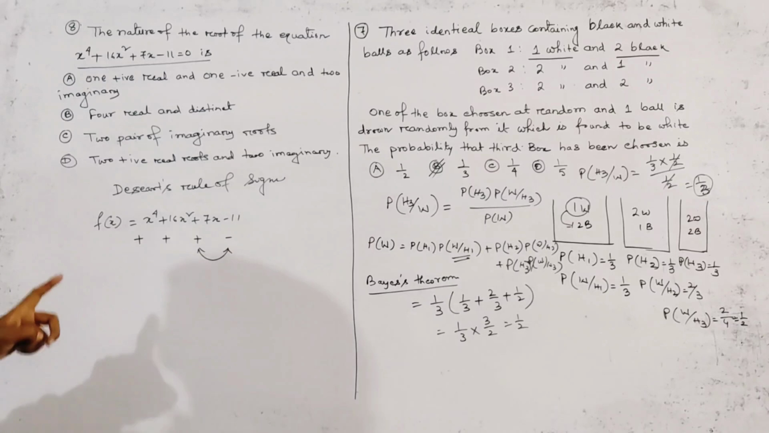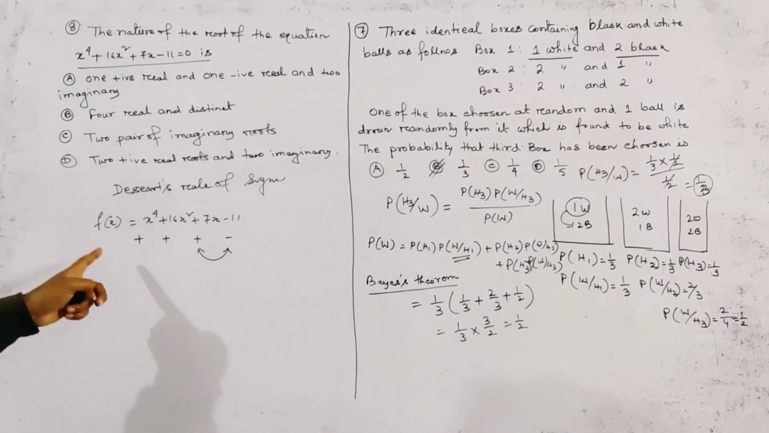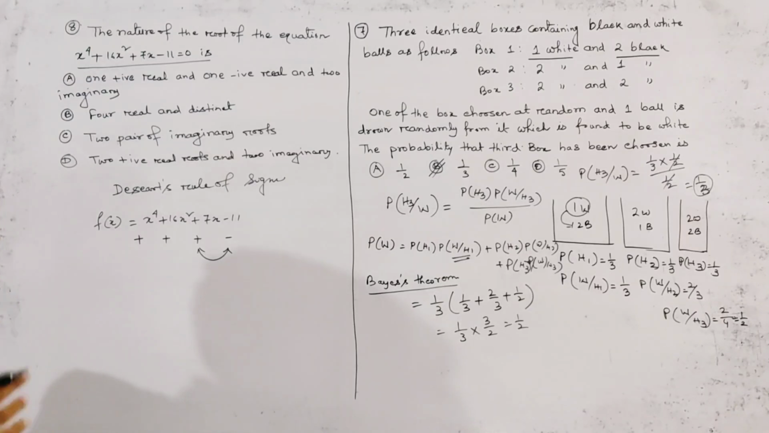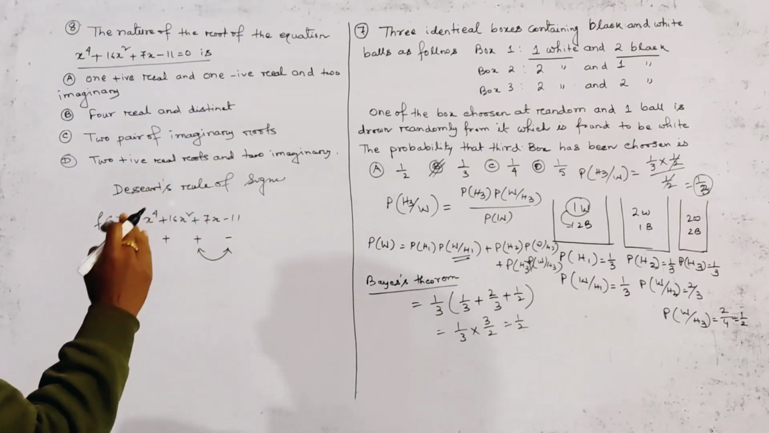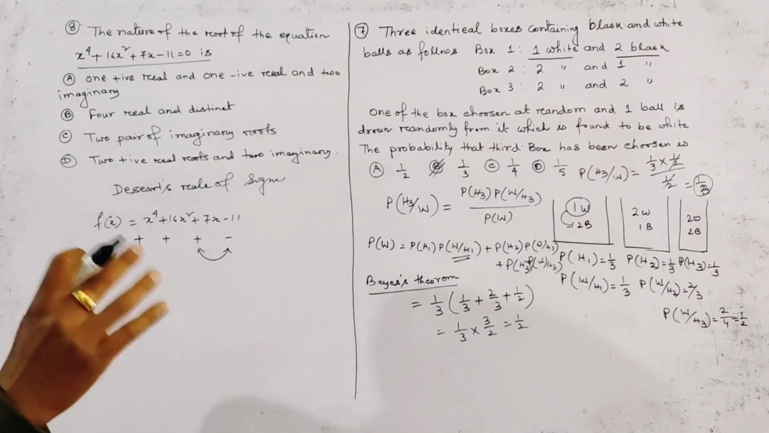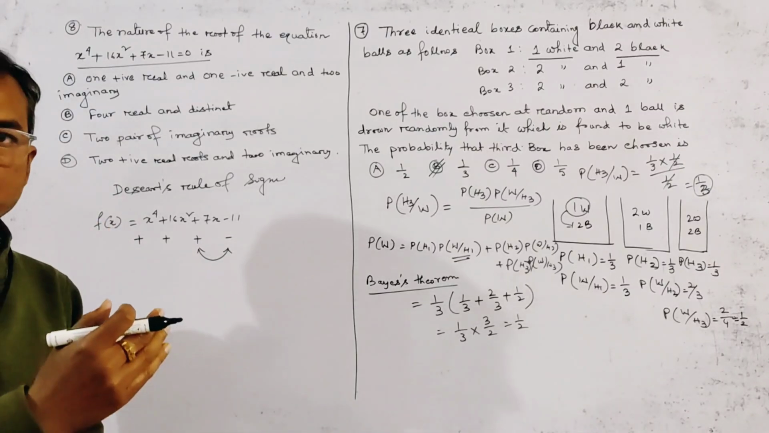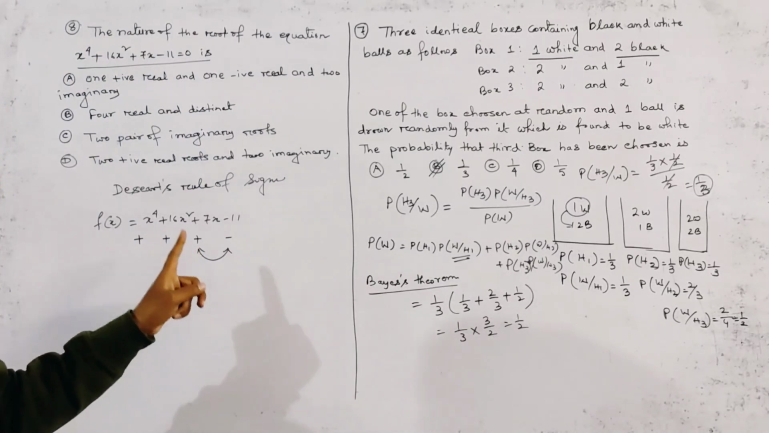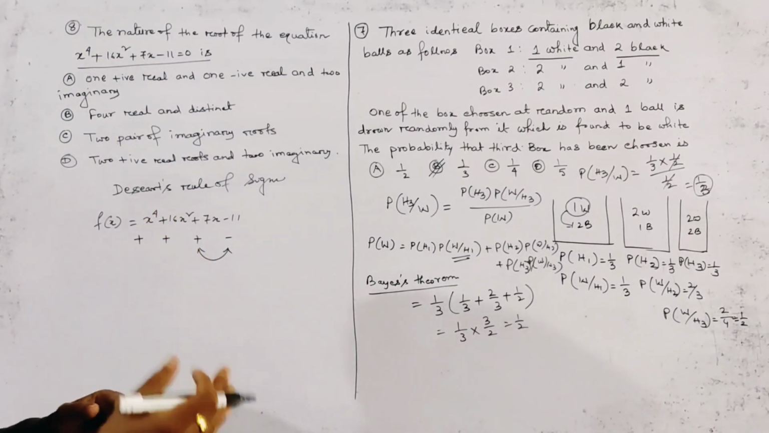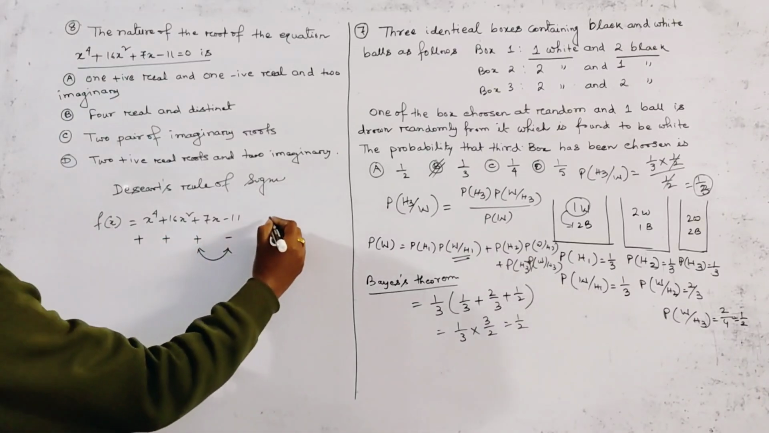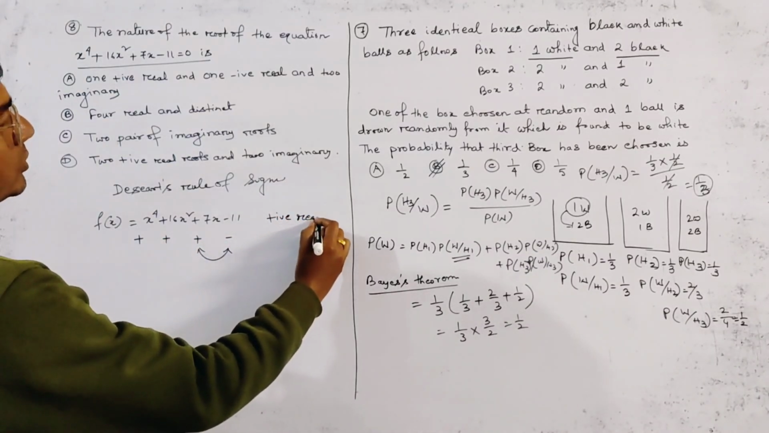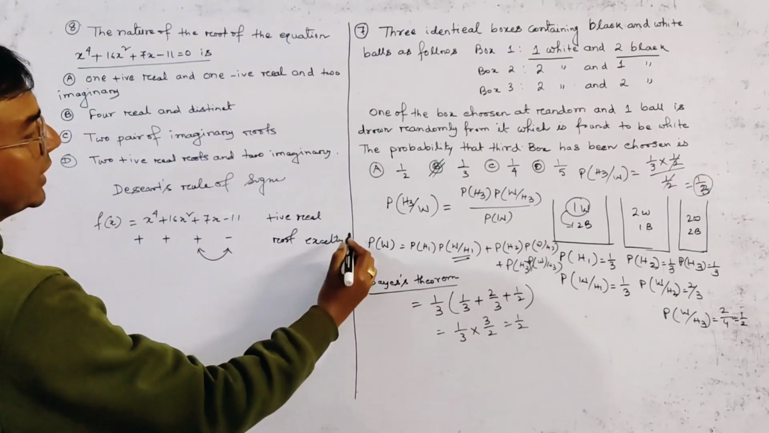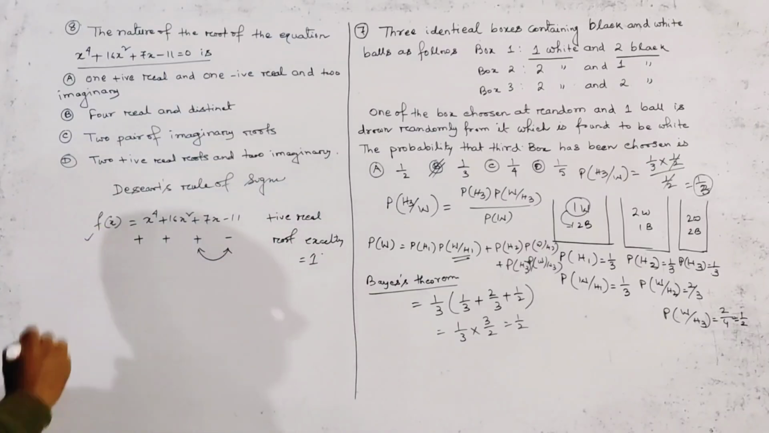And Descartes' rule says that the number of changes of sign in f(x) gives the maximum number of positive real roots. Okay, and if it is less, then it is less by an even number, that is less by 2, 4, 6 and so on. And since this maximum number is 1, it cannot be less by an even number. So the positive real root is exactly equal to 1 for this equation.